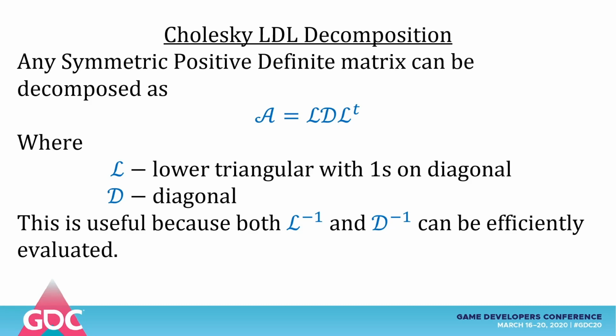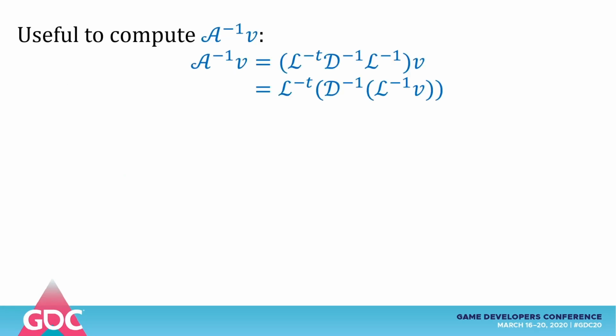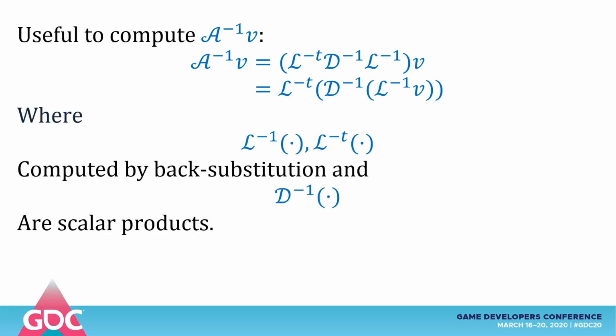This is useful because both L inverse and D inverse can be efficiently evaluated as operators on a vector. So for any vector V, A inverse times V can now be evaluated by applying the inverse of the decomposition factors. Computing the L inverse and its transpose times a vector can be done using a method called back substitution, which is very efficient. And inverting D is trivial as it involves only inverting scalars.